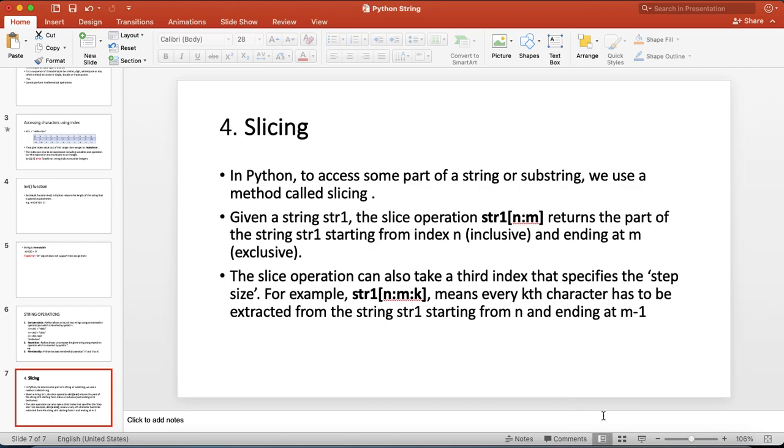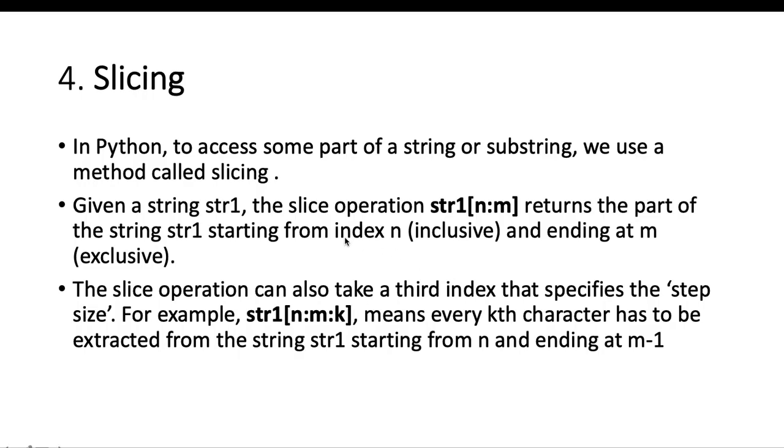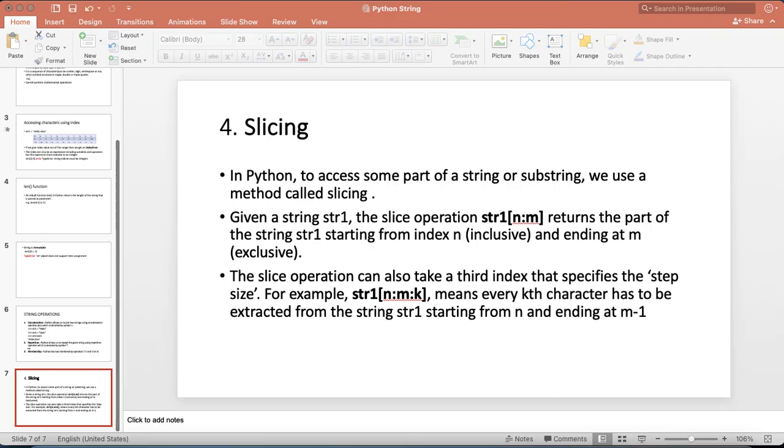Next is slicing. In Python, to access some part of a string, or a substring, we use a method called slicing. If a string is str1, the syntax is str1[n:m]. n is inclusive and m is exclusive, so our substring will start from n and go till m minus 1. We'll see some examples.